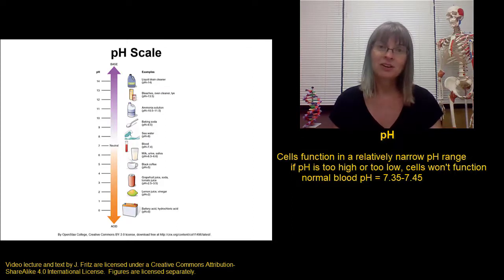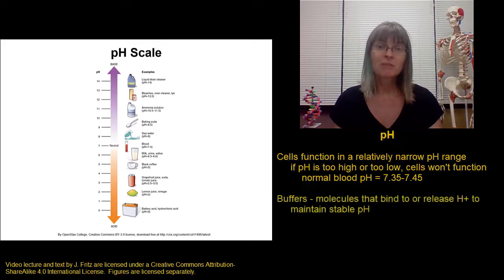The pH of each area of a cell or each area of the body is important for the function of that area. And so we need to maintain the pH in the correct level for the area that we're talking about. In order to limit pH changes and keep the pH at the proper level, cells and blood and other areas of the body have what are called buffers. Buffers are molecules that can either bind to or release hydrogen ion as needed, and that helps to prevent changes in pH.